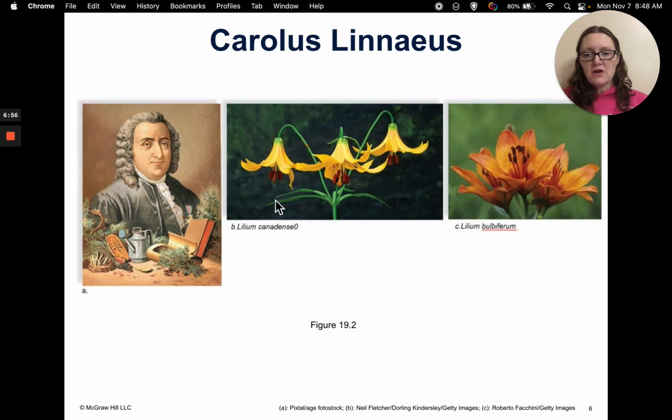So here's a picture of Carolus Linnaeus. He was really good at classifying things. Here are the two flowers we were talking about, the two lilies, Lilium canadensis and Lilium bulbiferum, and you can see that they look very similar, but there are a lot of differences as well. Coloration, the way that they're hanging on their stems, just the overall structure. So Lilium canadensis and Lilium bulbiferum are kind of like cousins, you would say, but they do have a lot of differences as well, so they are not the same species.